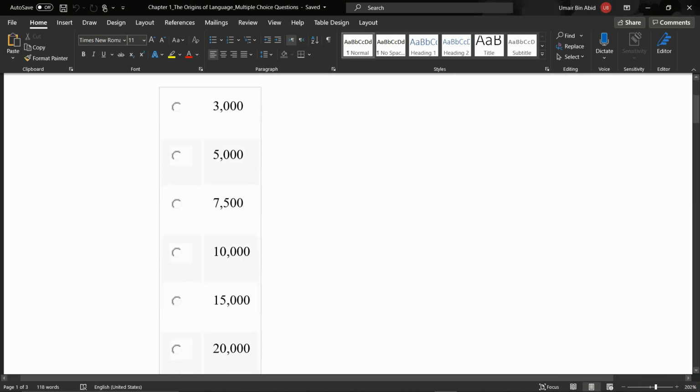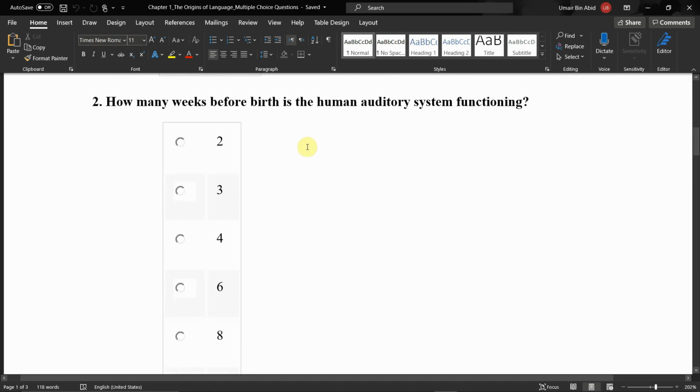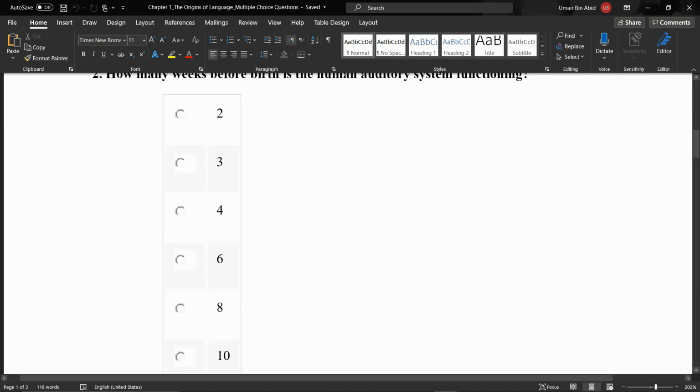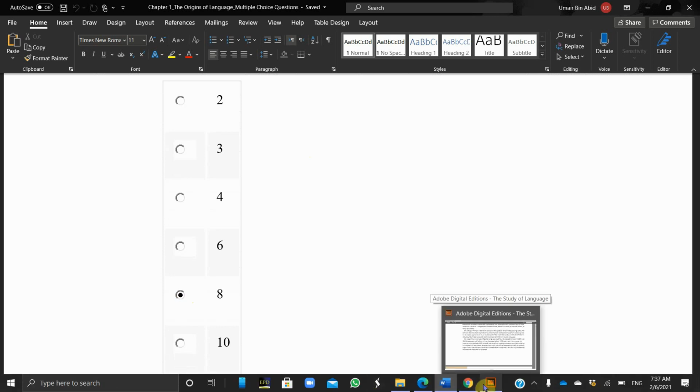Let's look at now the second MCQ. How many weeks before birth is the human auditory system functioning? It's also a very interesting MCQ, although the answer is 8 weeks. But let me show you what is written in the book.